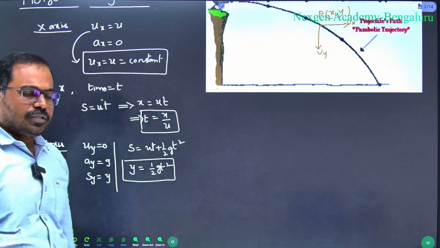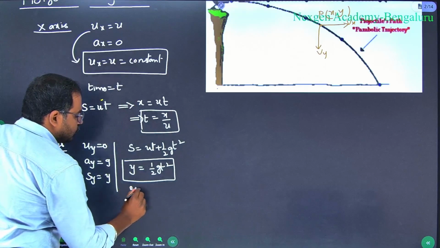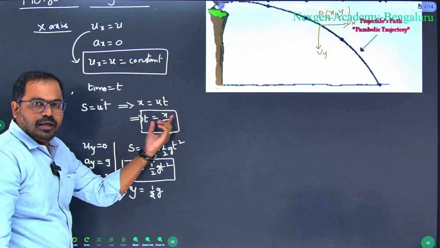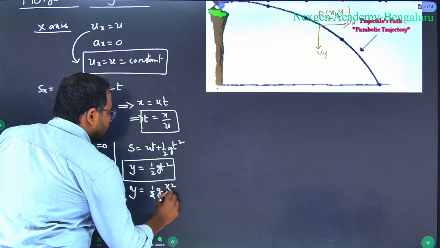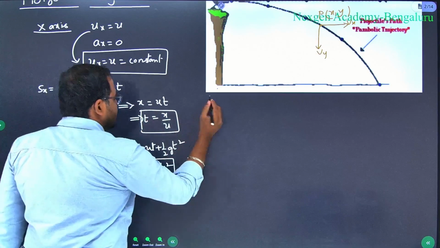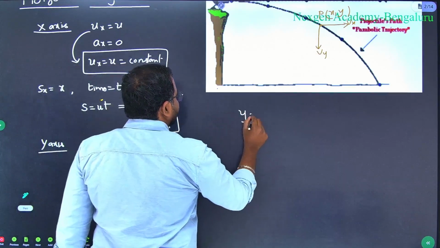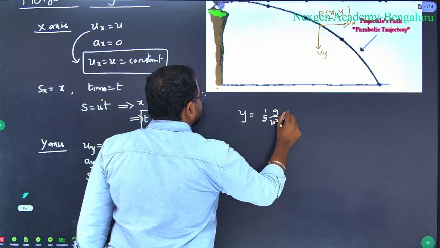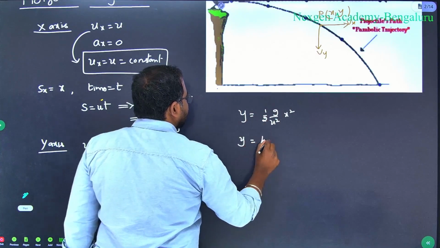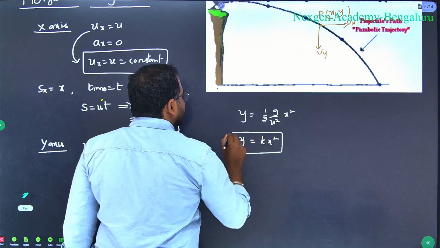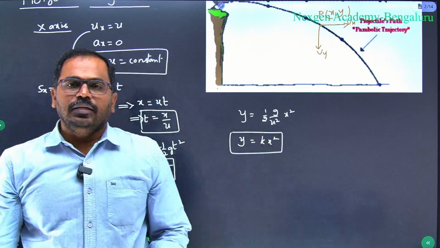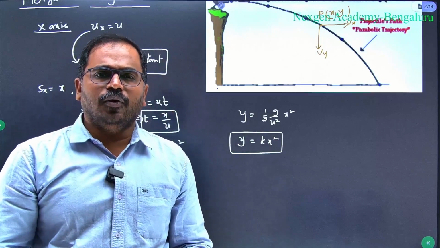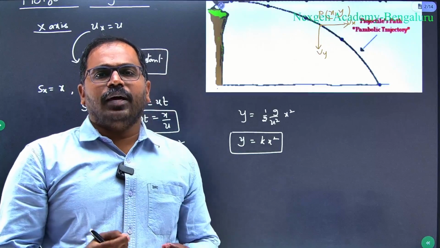Or in terms of x, we can write this as y is equal to half g t square. t is equal to, from this equation, x by u, you can write x square by u square. Or from this you can write this as y is equal to half into g by u square into x square. It is in the form of y is equal to kx square. As a result, we can say that the body is following a parabolic path. y is equal to ax square or kx square indicates a parabola. So therefore, horizontal projectile follows a parabolic path.